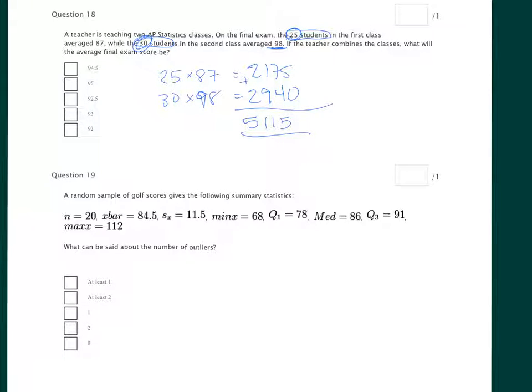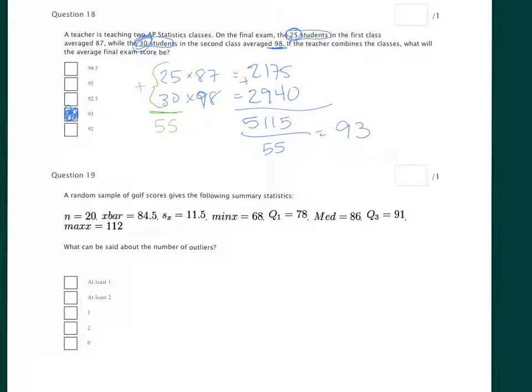Now I'm going to divide by how many I have. And it's not 2 because I have technically 25 students plus 30 students. So my total is really 55 if I add these together. So I'm going to take my 5,115 divided by 55. And that's going to give me an answer of 93, which is right here. And that's how you solve that one.